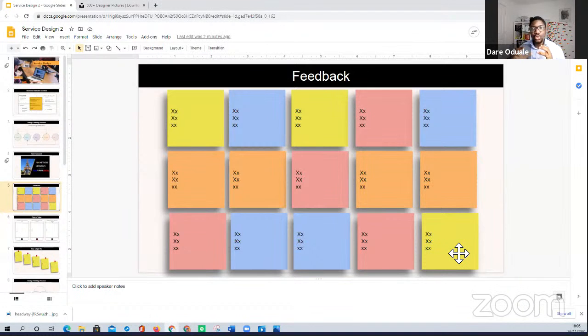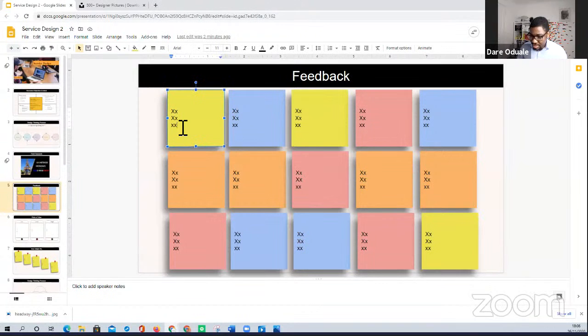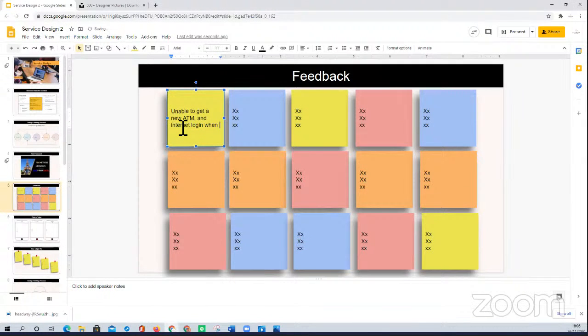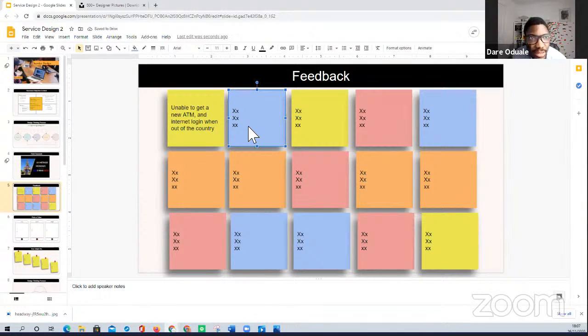So guys, what we're trying to do at this point is just to get some general feedback from you. What are the different experiences you've had with the bank? Like we said, this is not a real scenario, we're just doing make believe. For me, for instance, unable to get a new ATM, and the other thing, the internet went out. Okay. Somebody else. We just need to capture some general feedback from everybody.